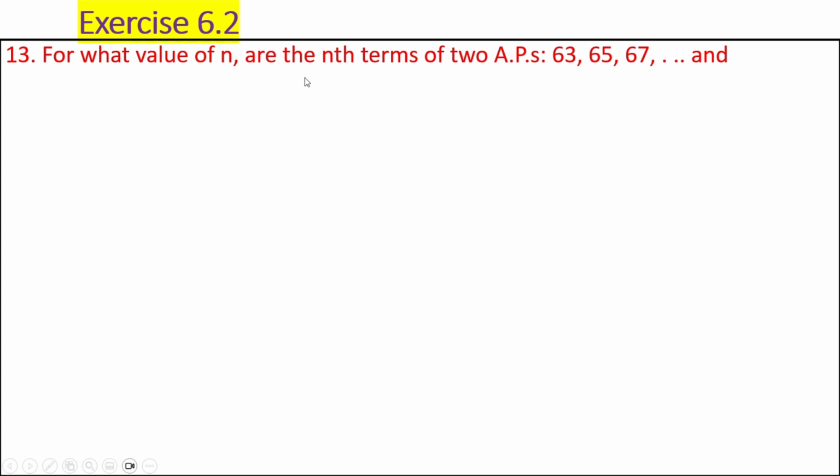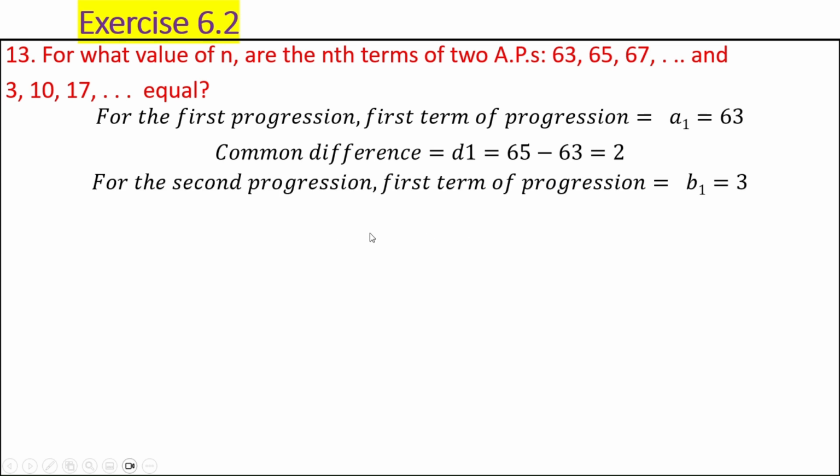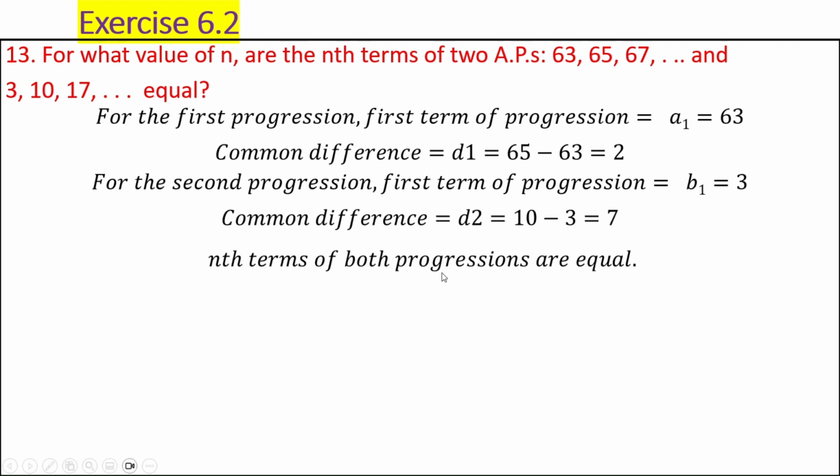So for what values of n are the nth terms of two APs, which is given here, equal? Okay, so first progression, first term a1 equal to 63, common difference is 2. For the second progression, first term b1 equal to 3 and d2 equal to 7. Now nth terms of both progressions are equal, so write both of them.